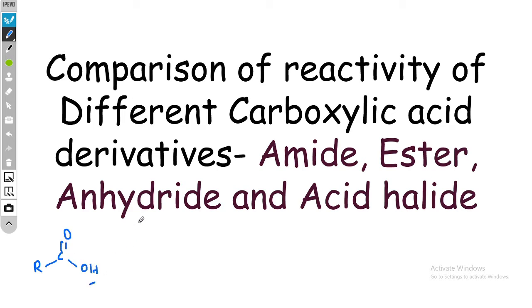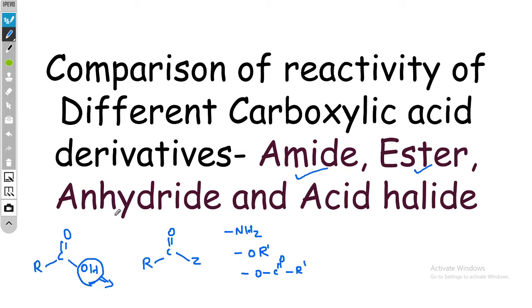So a carboxylic acid derivative is the one in which the OH group of this carboxylic acid is replaced by another group. So it can be written like this, RCOZ, where Z can be NH2 in case of amide, then OR or OR dash in case of ester, then OCOR dash in case of anhydride, then X in case of acid halide. X is any halogen. So now we are going to see the general reactions of these acid derivatives.